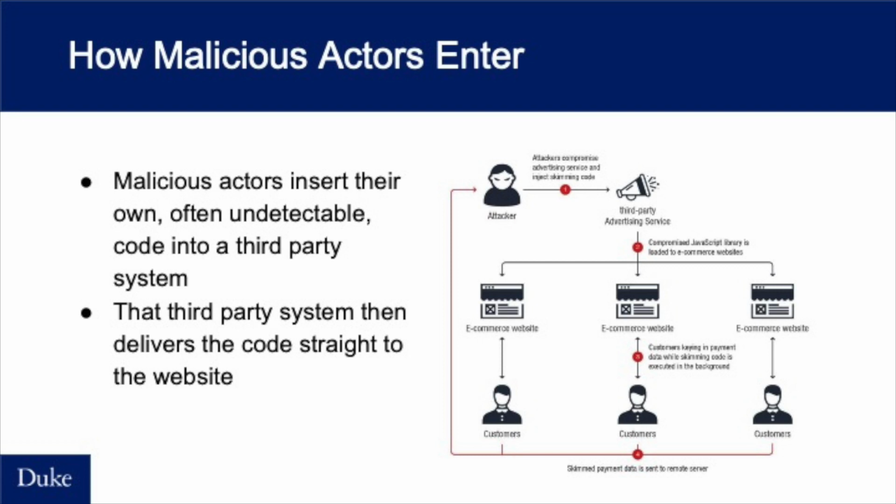In this diagram to your right, you can see that it is demonstrating how an attacker uses an advertising service to gain access to other websites. In this case, the attacker compromises a third-party advertising service using his skimming code. This code goes undetected by the ad system, which then delivers that bad code unbeknownst to the e-commerce websites. On this website, customers believe it's safe and unwillingly provide their payment data, which is then taken by the bad actor's code.